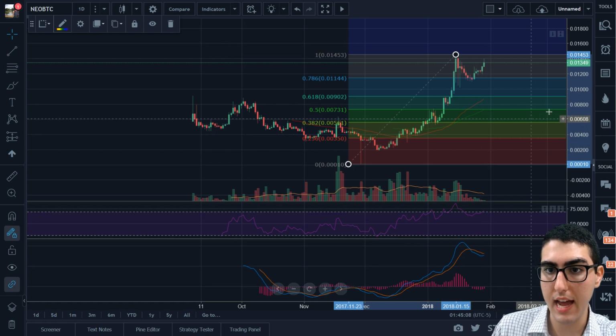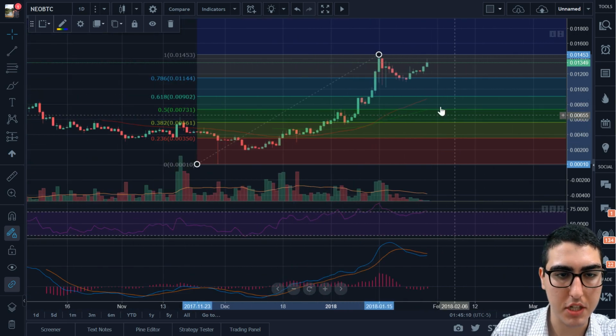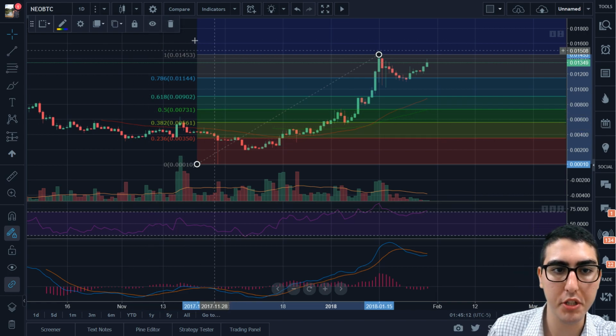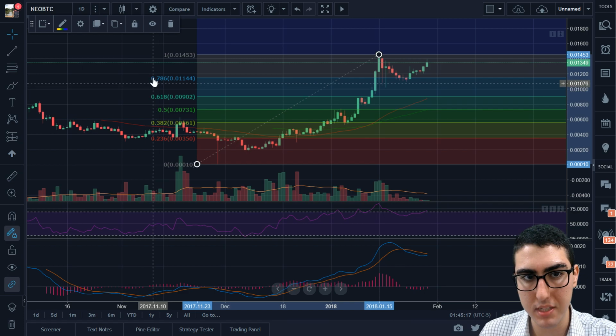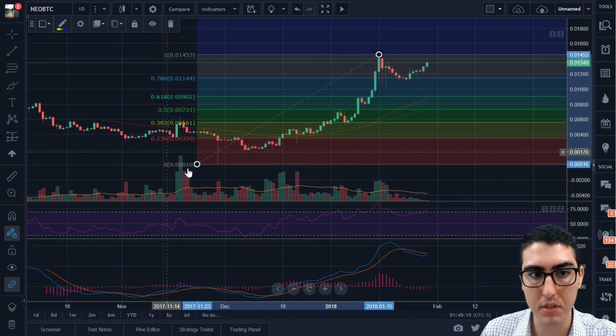Actually, there was one wick that was all the way down here, if you see this. So we actually might have to go down. Unfortunately, that was not the right area. Right here is the area. And that's actually very accurate.